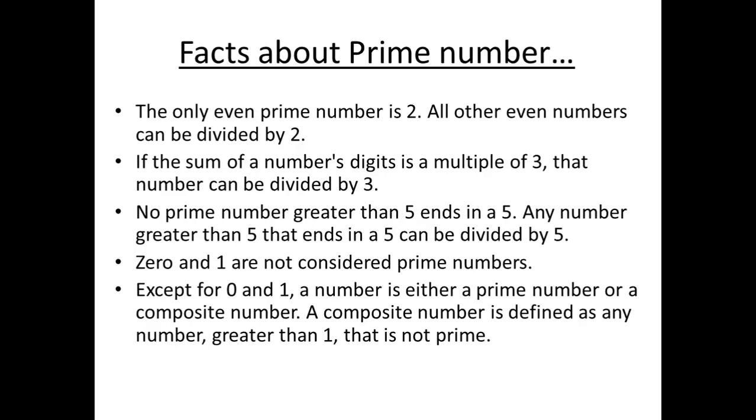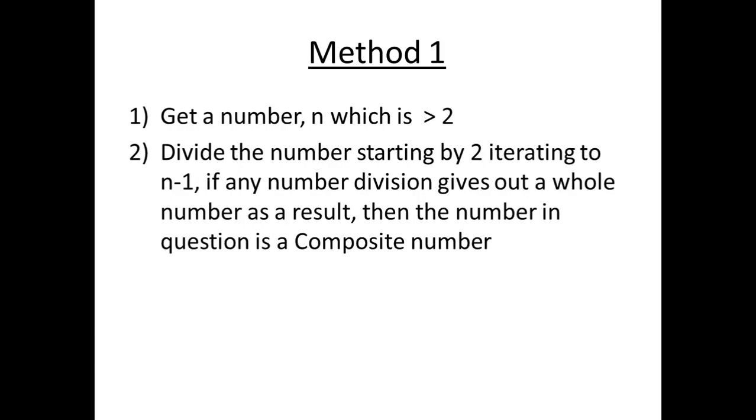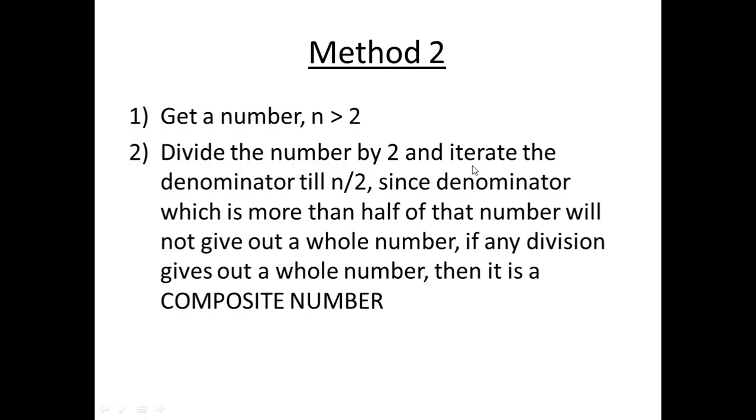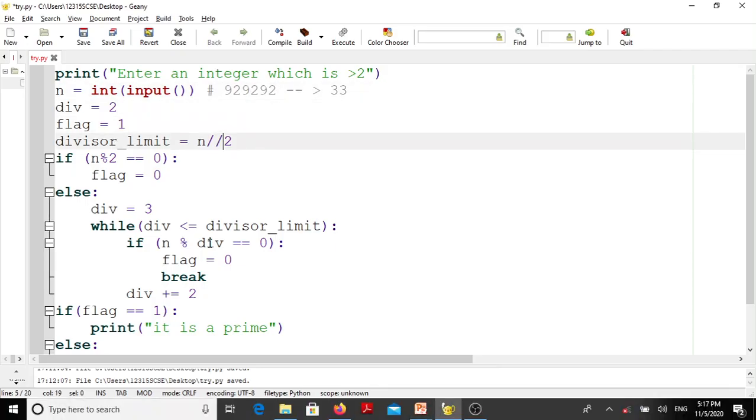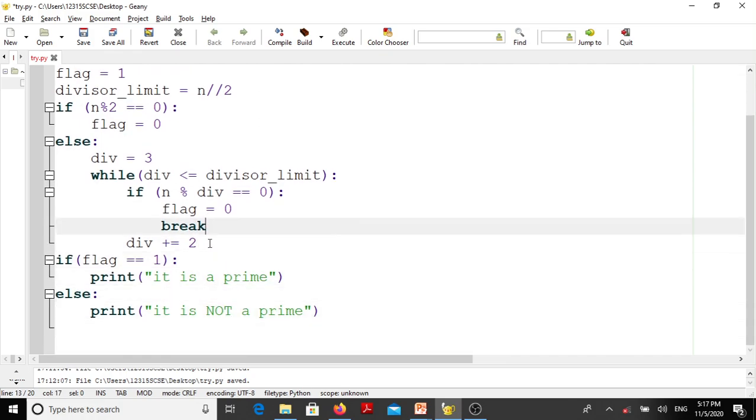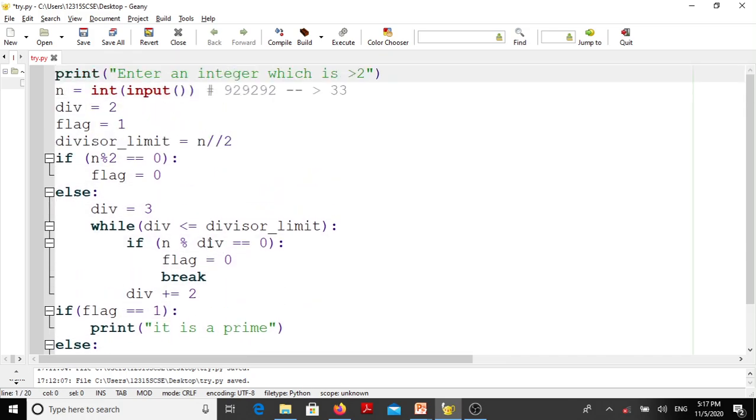So anyhow, in this example problem solving, we just saw this. In the first method, we started dividing from 2 to n minus 1. In the second method, we started dividing from 2 to n by 2. In the third method, we divide by 2 first, and if it is not divisible by 2, then we start from 3 and select odd numbers till it reaches n by 2. These are all the divisors we are talking about. So I hope you understood this code. I hope this video helps in finding prime numbers in an efficient way. Thanks for listening.